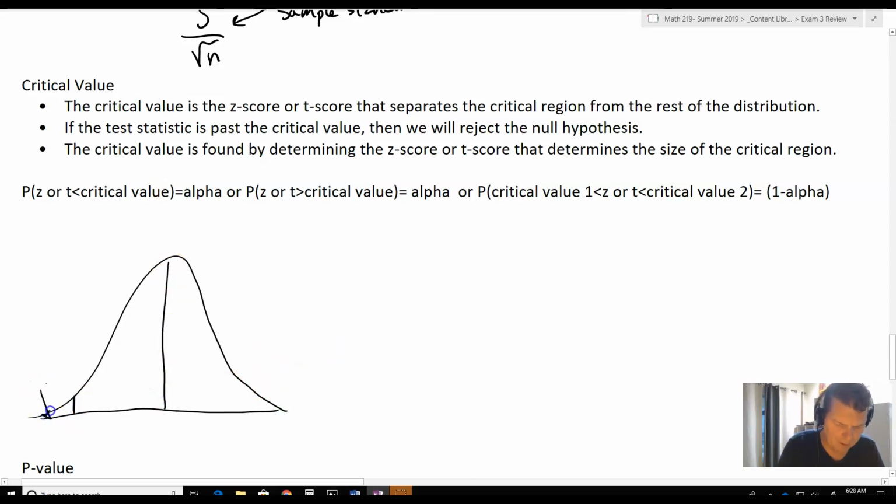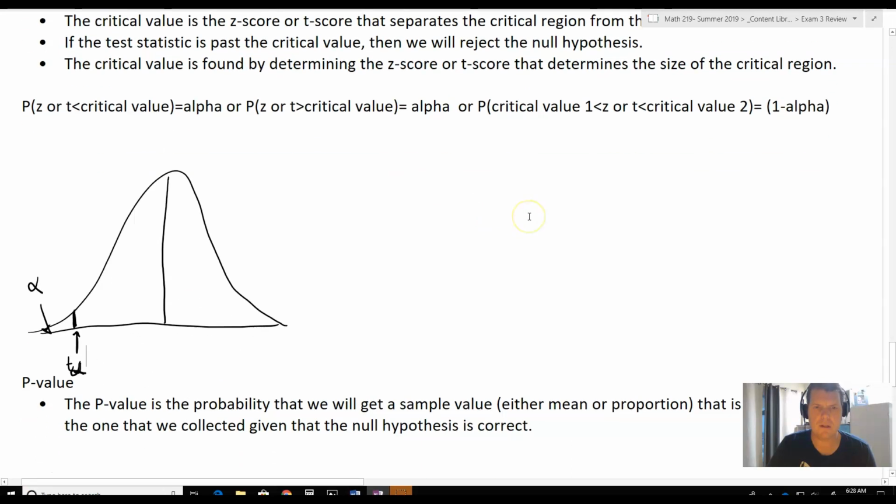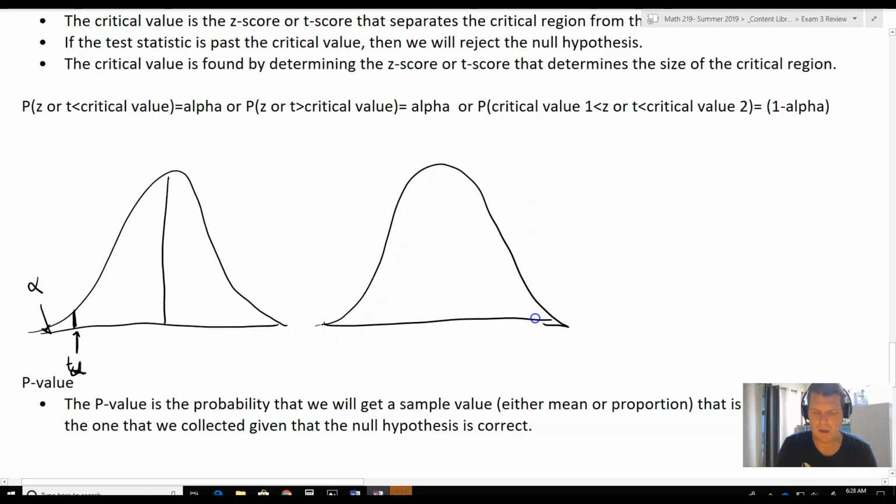Here's the size of alpha. Here's our critical value, which we call t alpha. Okay, so it's going to be the cutoff. It is the line that separates the critical region from the rest of the distribution. Then, if I have a right tail test, here's t alpha, and here's alpha. So we have alpha as the critical region, and t alpha is the line that separates the critical region from the rest of the distribution.